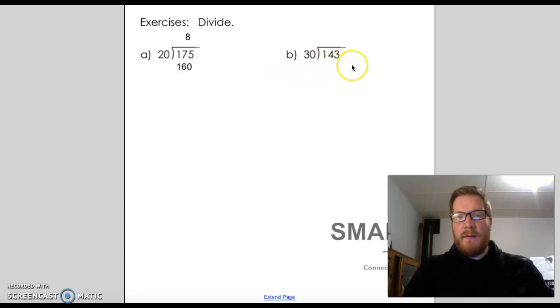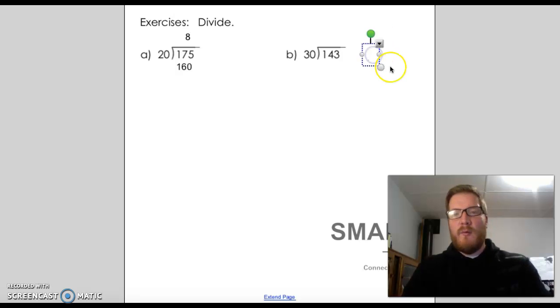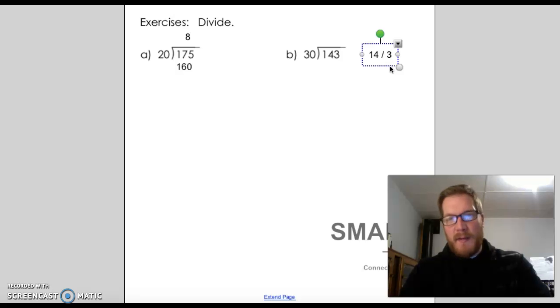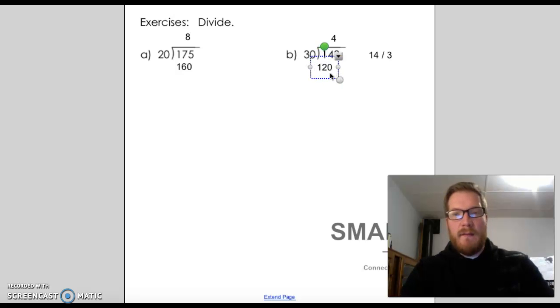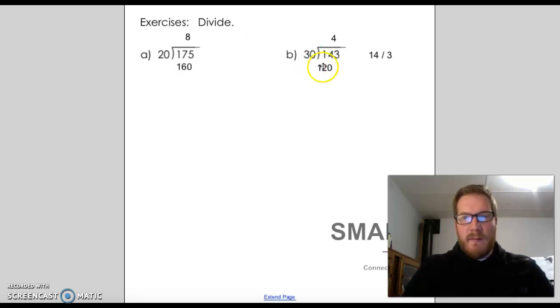Similarly to this one, 30 into 143, a simpler question to try to solve would be 14 divided by 3. So I know that 3 fits into 14 4 times, which means that 30 is going to fit into 143 also 4 times. And then 30 times 4 is 120. Let me just rearrange that a little bit. And then I could go through and do the solving, okay?